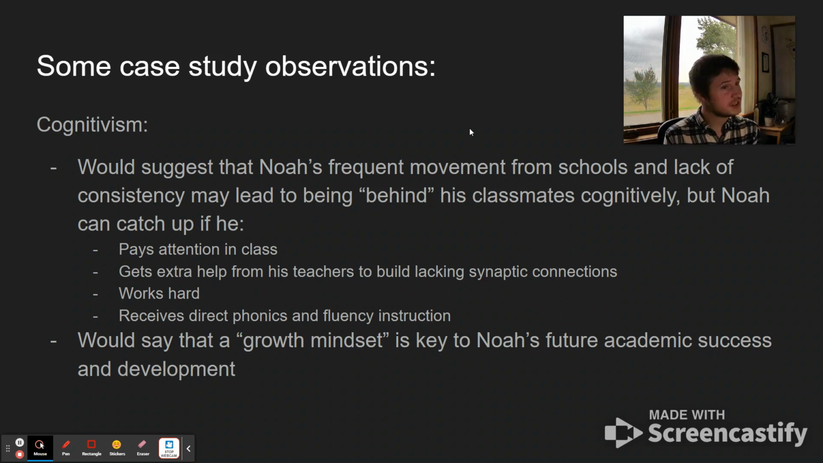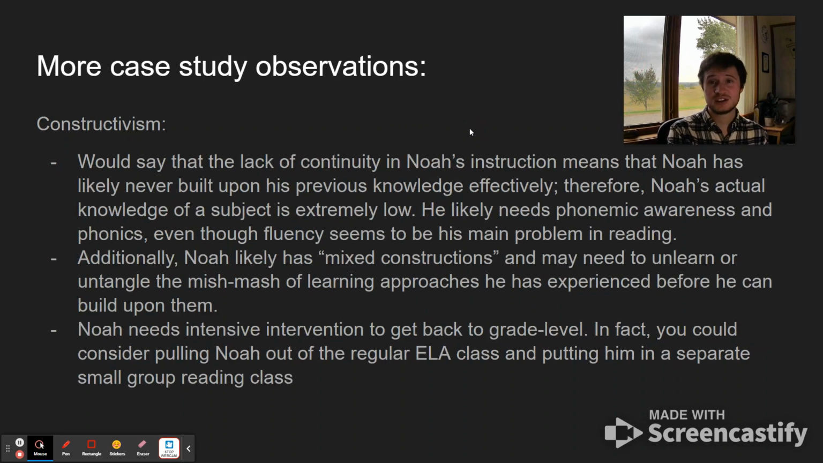I'm not saying they're right. I'm not saying they're wrong. There's probably a lot of truth in this. Then we've got a constructivist. A constructivist would say, uh-oh, this is big time. He doesn't actually have a foundation yet, so his actual knowledge of a subject is probably even lower than what he can demonstrate because he has never built upon a foundation.